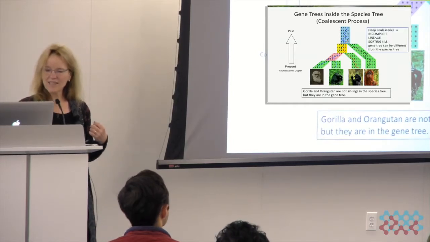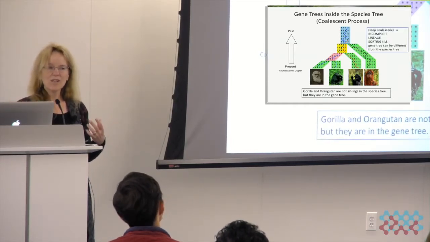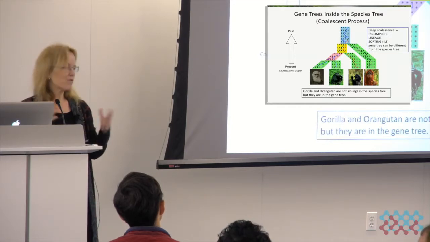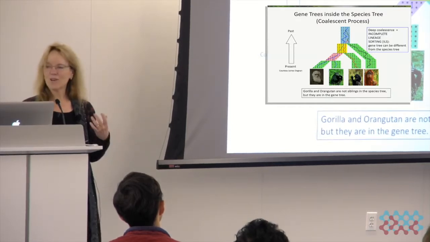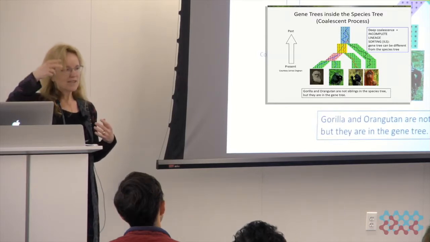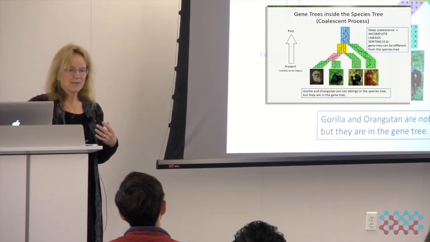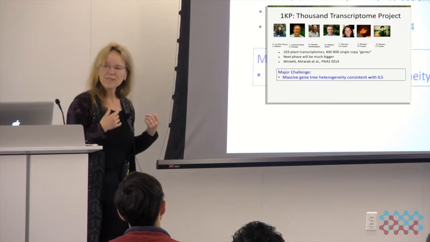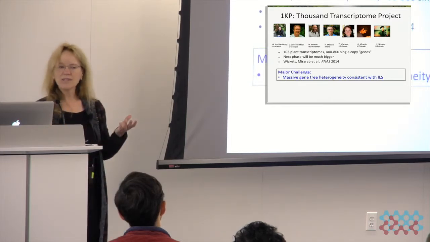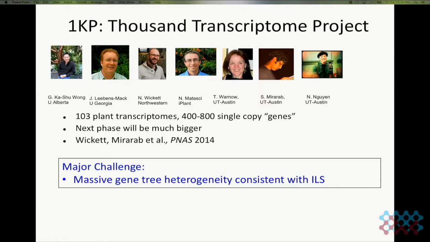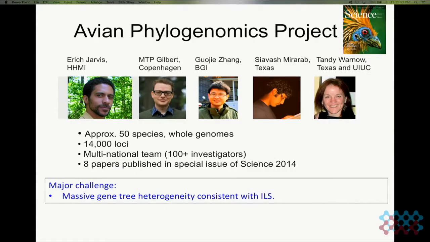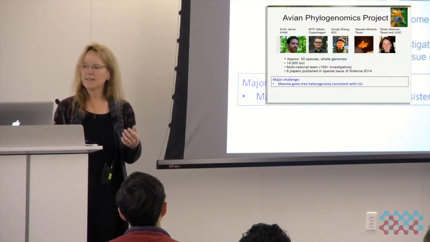So what you have is incomplete lineage sorting, which is going to happen with high probability when you have rapid radiations. And many data sets have rapid radiations. Rapid radiation means that you have speciation events happening quickly. So the plant phylogeny I worked on, massive gene tree heterogeneity that was consistent with incomplete lineage sorting. The Avian project I worked on, massive gene tree heterogeneity consistent with incomplete lineage sorting. This is just happening everywhere. Now, how much heterogeneity there is depends upon the data, but heterogeneity is present in all of these analyses.